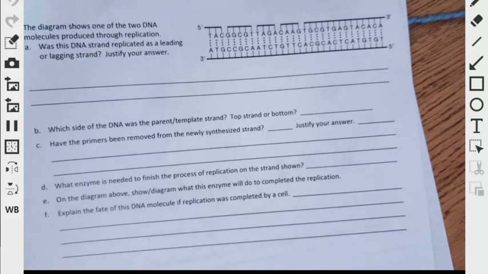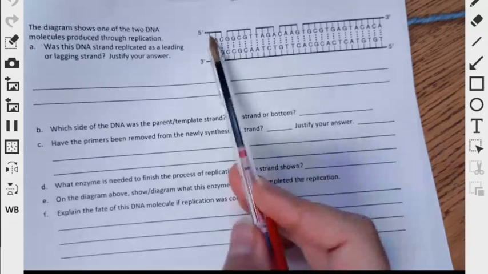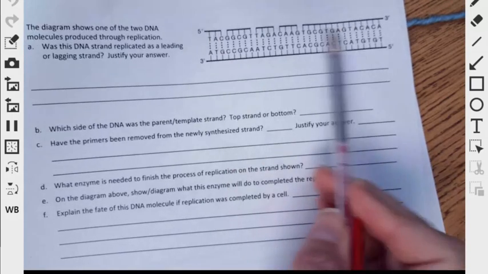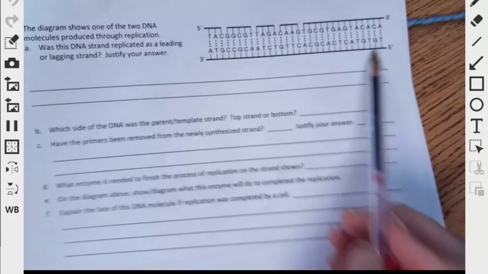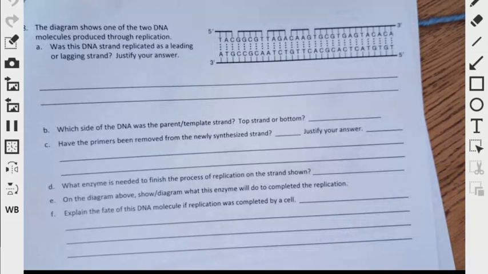Very good. Okay. If I ask you this, which side of the DNA was the parent or the template strand? This top strand of nucleotides was the parent strand, or the original DNA molecule, or the bottom? The bottom. Mm-hmm. That's the original molecule. There's nothing to fix on it. That's the original. We just separated the original.